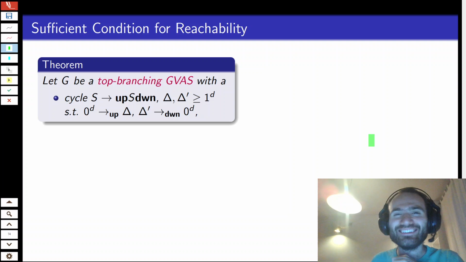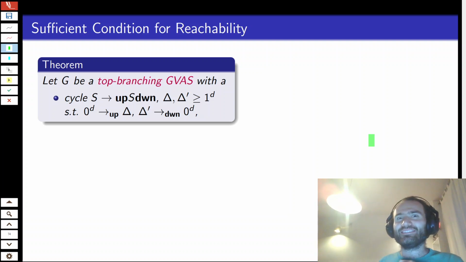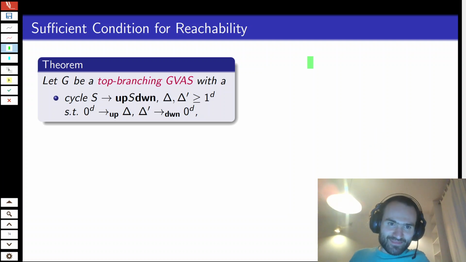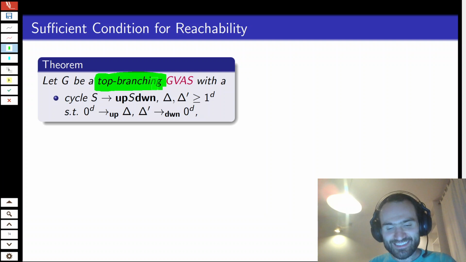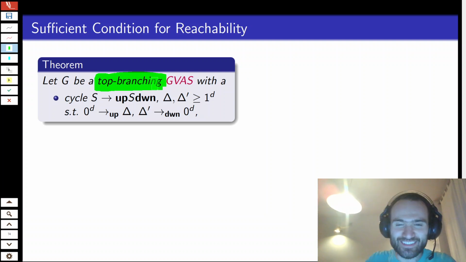Okay, so now to the main part for today. Once you understand this, I can actually explain the actual algorithm. So, sufficient condition for reachability. Well, what do we do? Well, we take a top branching GVAS. Remember, this means, well, we had this the whole time, but again, just as a reminder, this means the SEC that contains S is branching.